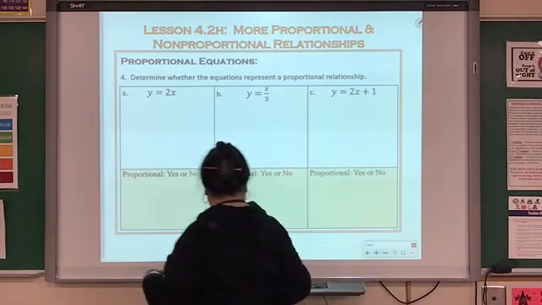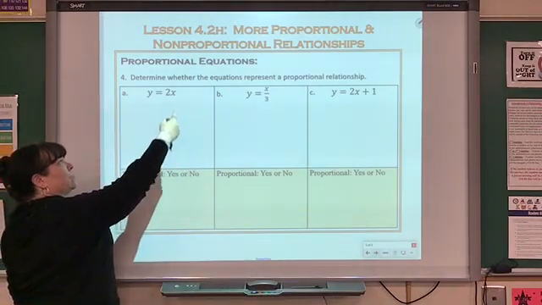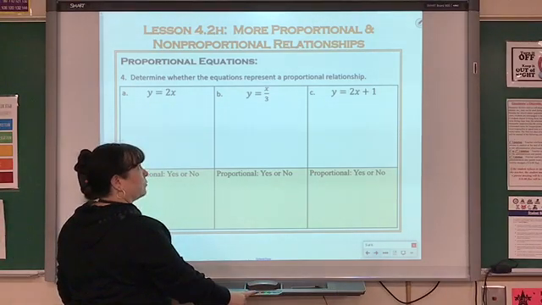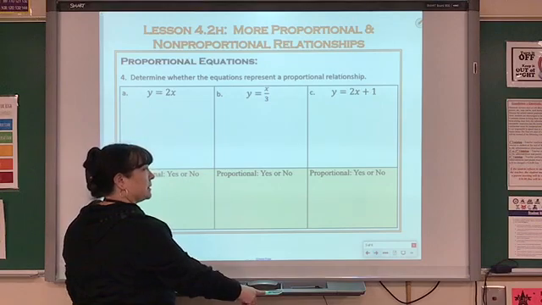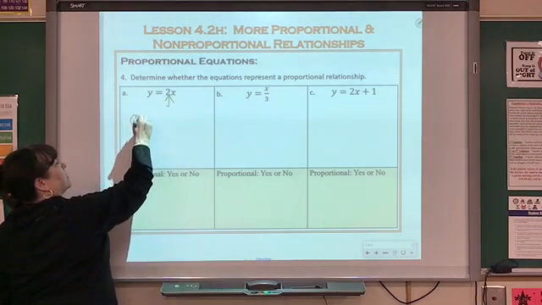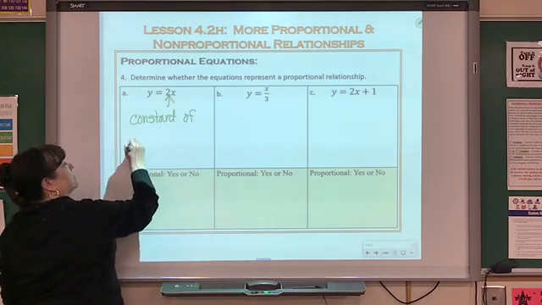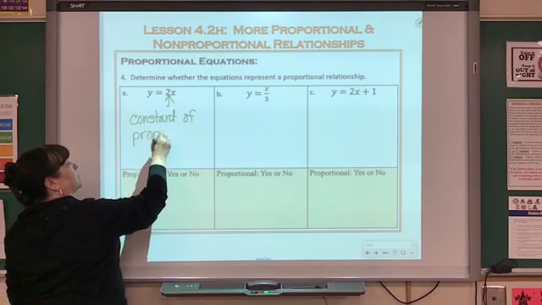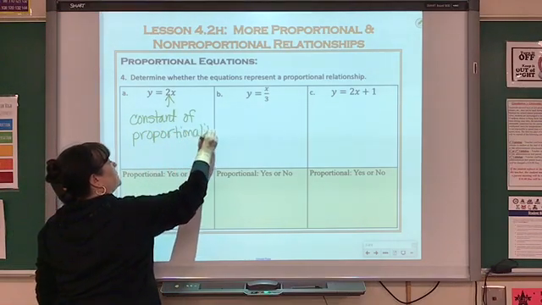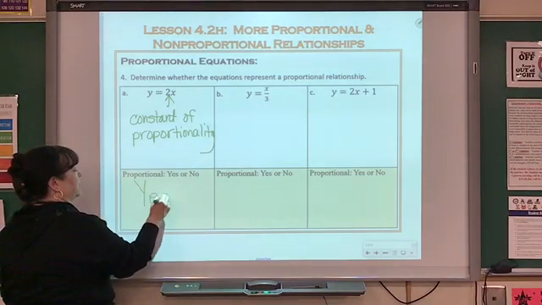As we look at our first one, it literally says y equals 2x. Y equals, that's what we want, 2x. Yeah, 2 is our constant of proportionality. And so in this case, we'd say proportional. Oh yeah, this one definitely is.